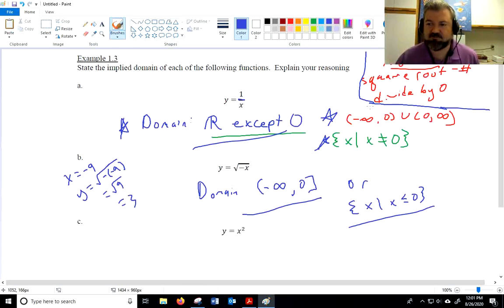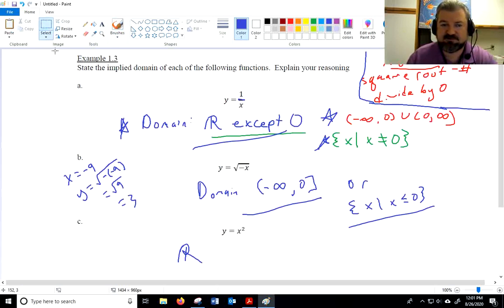y equals x squared. Well, there's no division bar, so we don't have to worry about dividing by 0. There's a square, but there's no square root, and you can square any number. So any real number I put in for x is going to result in a real number for y. So my domain is either negative infinity to infinity, or you can just say all real numbers, because there's nothing that causes any problems at all. I think we have one more example, and this one might require us to use a little bit of thinking.